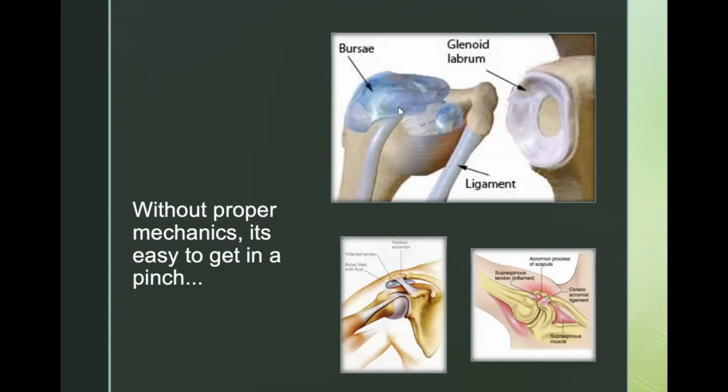We have the bursa, which can get inflamed. Just a couple ligaments there. And then down below, we can see that bursa, how it's just not very much room in there. Everything's just buttoned up against each other once we lift that arm out into abduction. And then when we come up overhead, if we continue to lift that arm up overhead, it's very easy to get into a pinch.